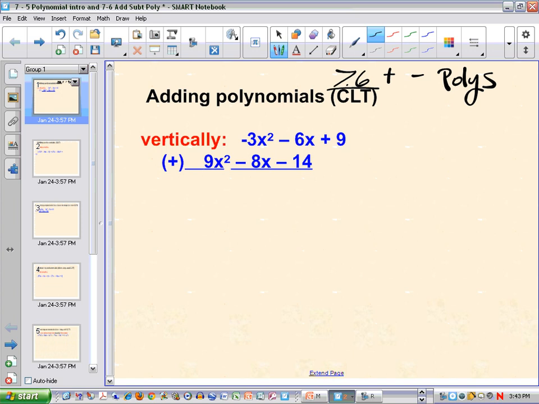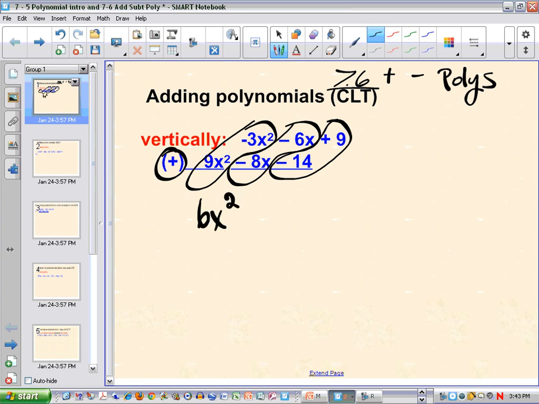So if you want to do it vertically, we line our terms up vertically, and then it's just collecting like terms. So we're adding. Negative 3x squared plus 9x squared would give us 6x squared. Negative 6x minus 8x would be negative 14x. 9 minus 14 would be negative 5. So really all this is collecting like terms.